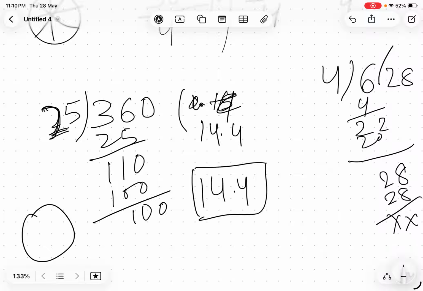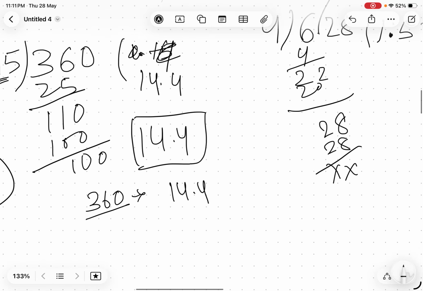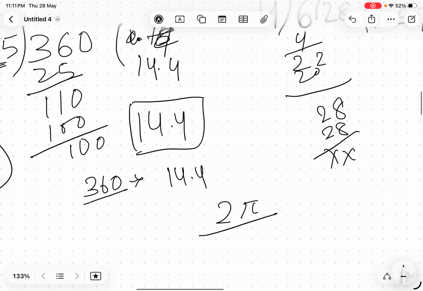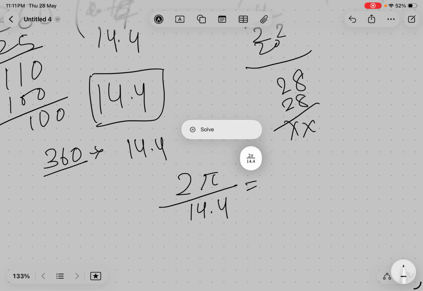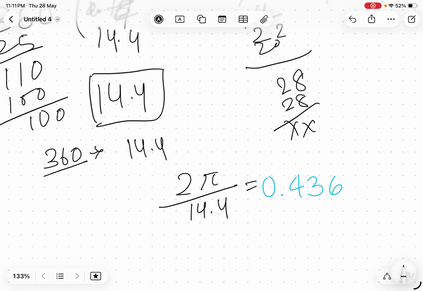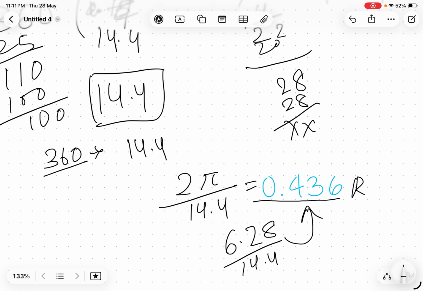Then we can make 14.4 equal portions of the circle. Okay, so if 360 can be divided into 14.4 equal portions, then we can say that 2 pi will also divide into 14.4 portions, right? So we can find it like 6.28 divided by 14.4 is equal to 0.432. Okay, let's check our answer whether 25 degree is 0.436 radian or not.